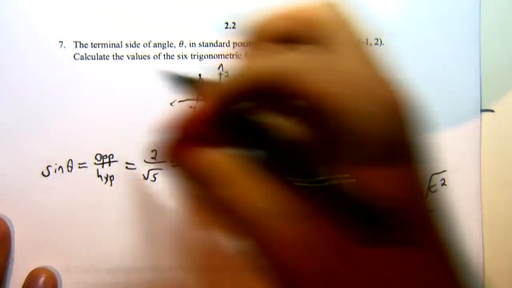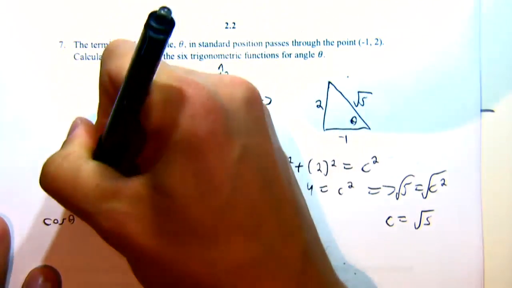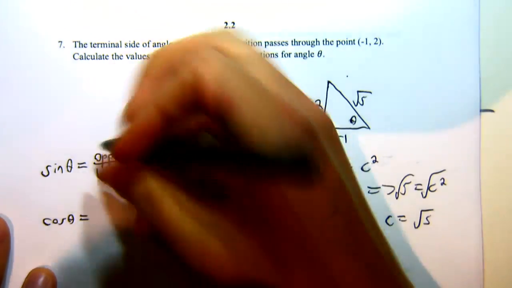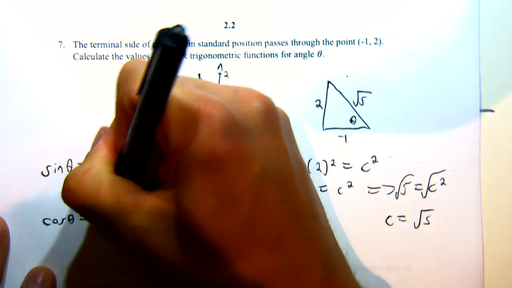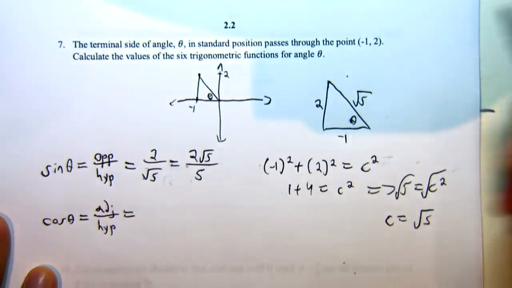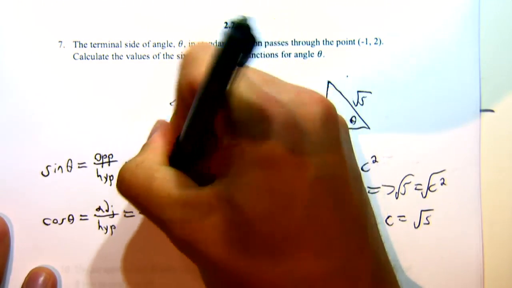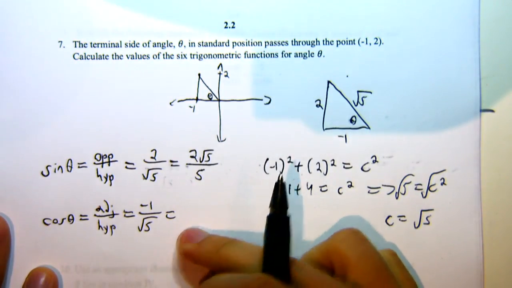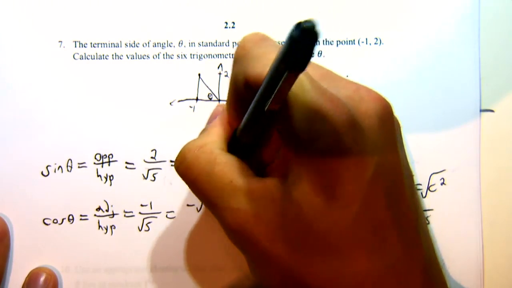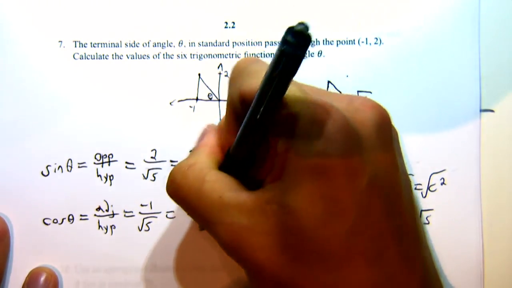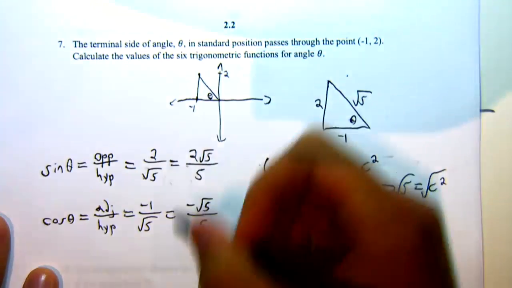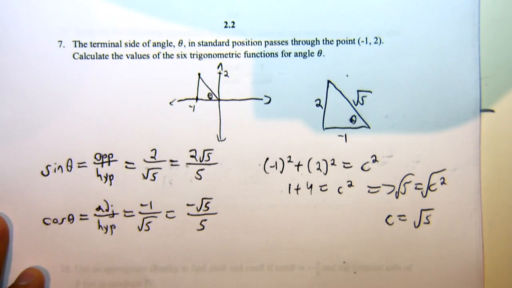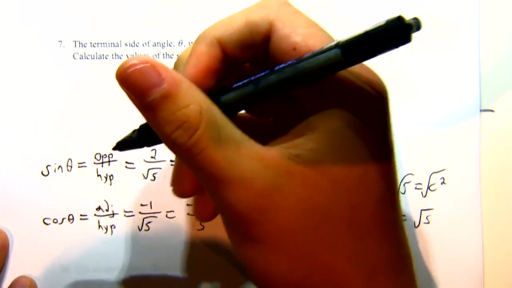Alright? Now, cosine theta, what does that equal to? Alright, good, thank you. So, adjacent over hypotenuse. So that's going to be negative 1 over square root of 5. Once again, we have to rationalize the denominator. So we get negative square root of 5 over 5. All I'm doing is just multiplying by square root of 5 over square root of 5. I kind of just didn't write it out. Alright, so let's go ahead and find cosecant.